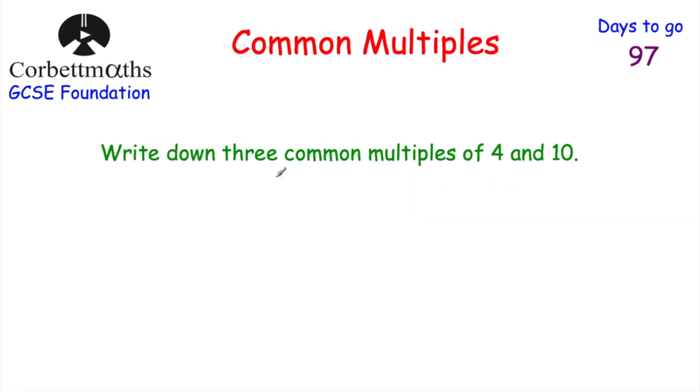So here's a question for you, and the question says write down 3 common multiples of 4 and 10. So have a go at this now, pause the video and have a go at this one. Okay, so let's have a look and see how we do this question.